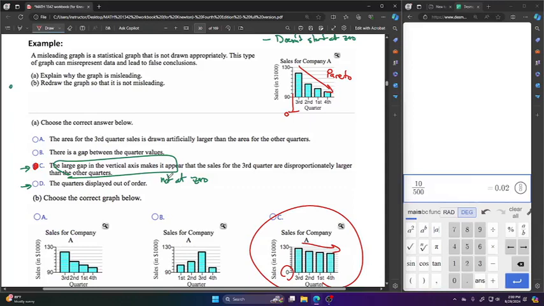Statistics is wavy, you've got to do what you've got to do. But what would be the interest of someone to do this versus this? What are they gaining by doing this? Yes, it makes third quarter look the best. Okay. Is there something else?